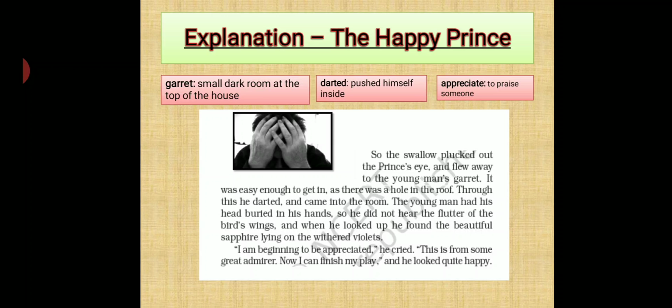So finally the swallow took out one sapphire out of the prince's eyes, and flew to the young man's garret. Garret is a room that we already discussed. There was a hole on the roof of the room, so that the swallow entered the room through that hole. The boy was sitting with his head on his hands, and that's why he did not hear the flutter of the bird's wing. And when he looked up, he saw the sapphire stone lying on the dried flowers.